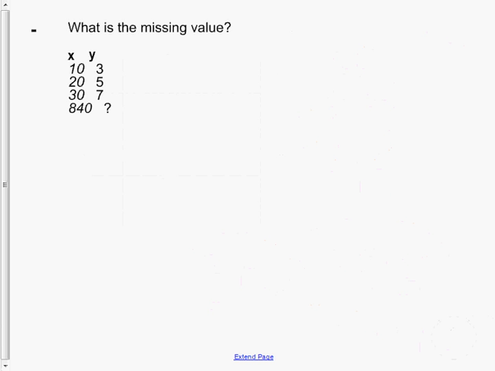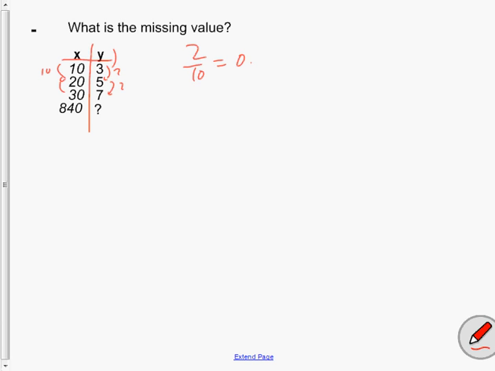What is the missing value? There we go. My table's a little bit nicer now. Look at how pretty that is. So the exact same process that we went through before, we have to find our equation. It goes up by 2, goes up by 10. 2 divided by 10 is 0.2. So that's my coefficient. So in x and y, 0.2 goes here. Or a fifth, 0.2 is really a fifth. So I could do it like this. Both of these would be the same thing.